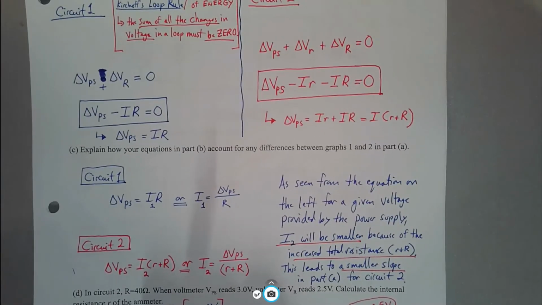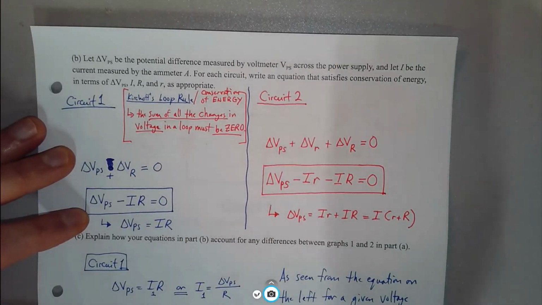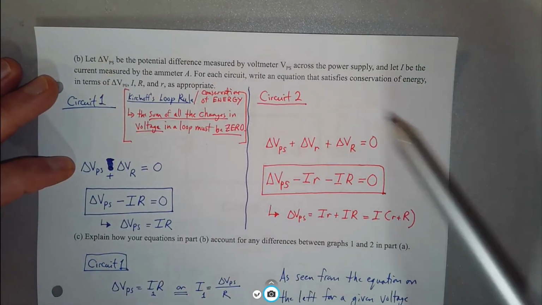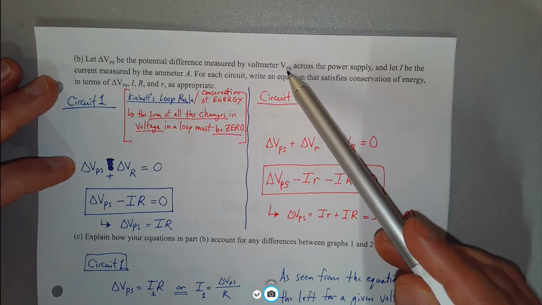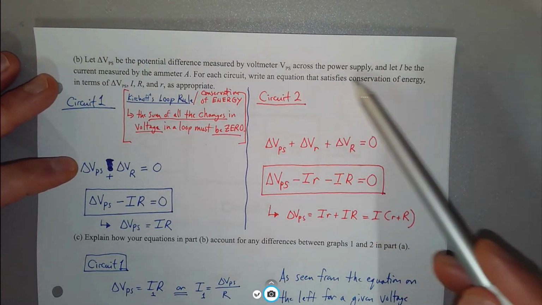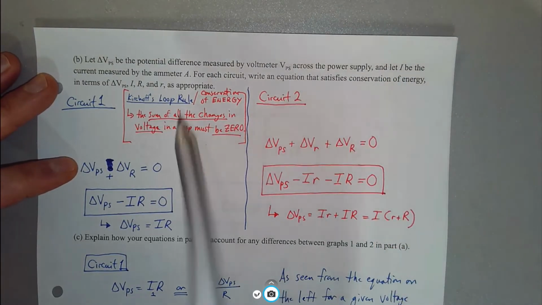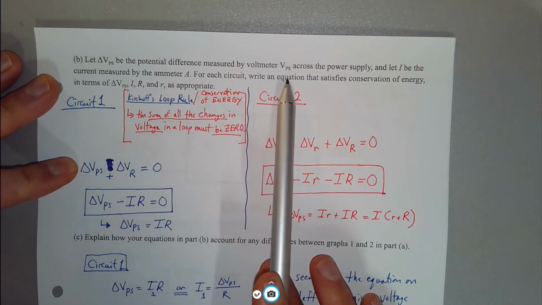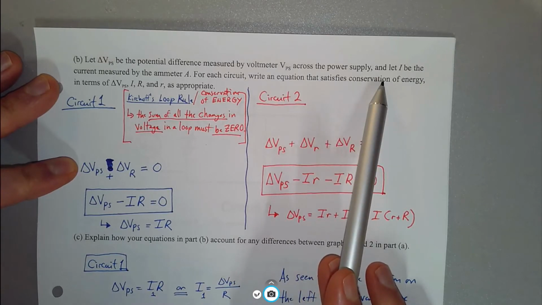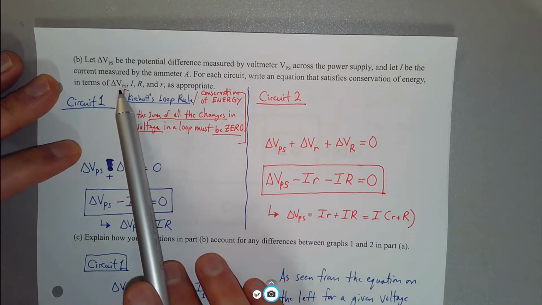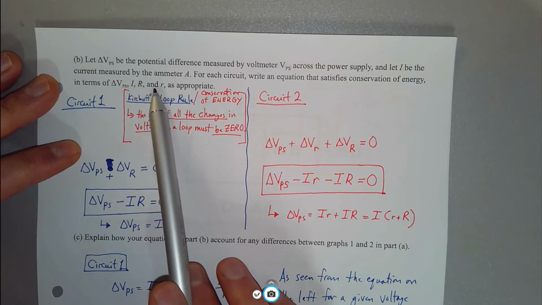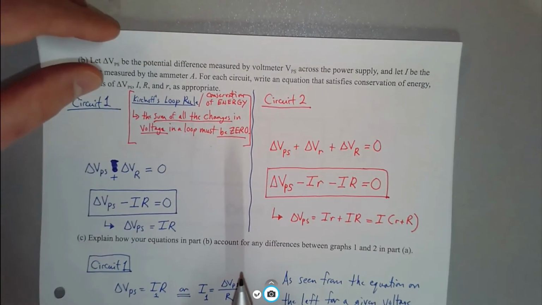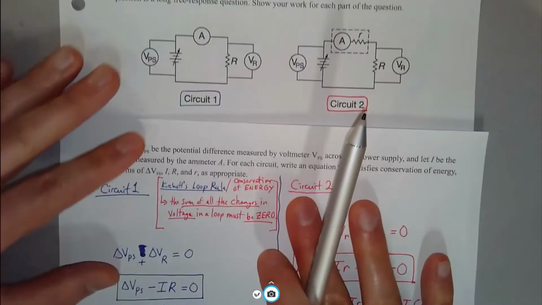All right, part B says let delta VPS be the potential difference measured by voltmeter PS, so the power supply potential difference across the power supply, and let I be the current measured by the ammeter A. For each circuit, write an equation that satisfies conservation of energy in terms of delta VPS, I, capital R, and little r as appropriate. Let me get our diagrams up here to talk about. So here's our two circuits.